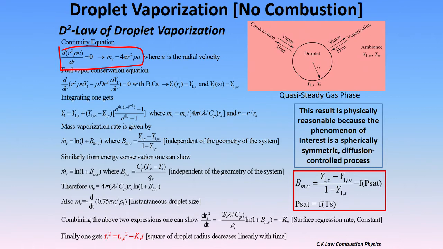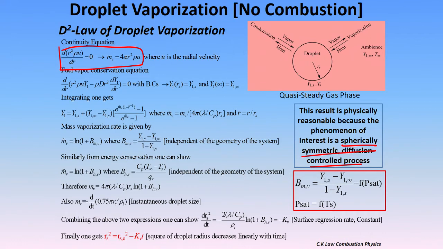There are a bit of complications which you don't really have to go through in that kind of detail, because I have already said what the key things are. It is physically reasonable because the phenomenon of interest is a spherically symmetric diffusion-controlled process. That is exactly what we are looking at over here. So all that people need to do is to solve the equations in the vapor phase. That is all that is required.